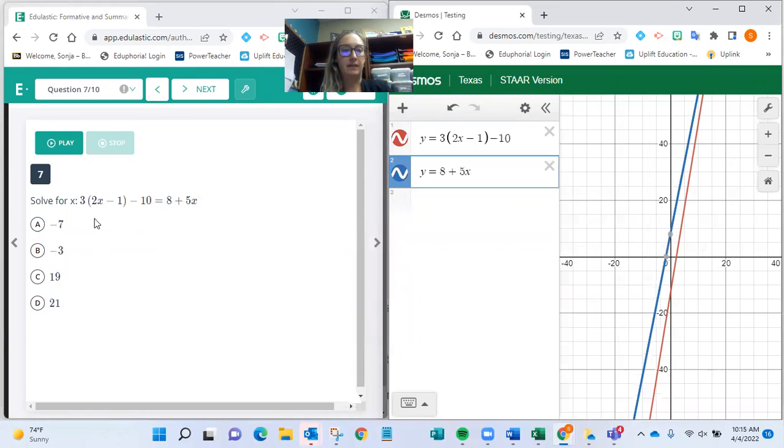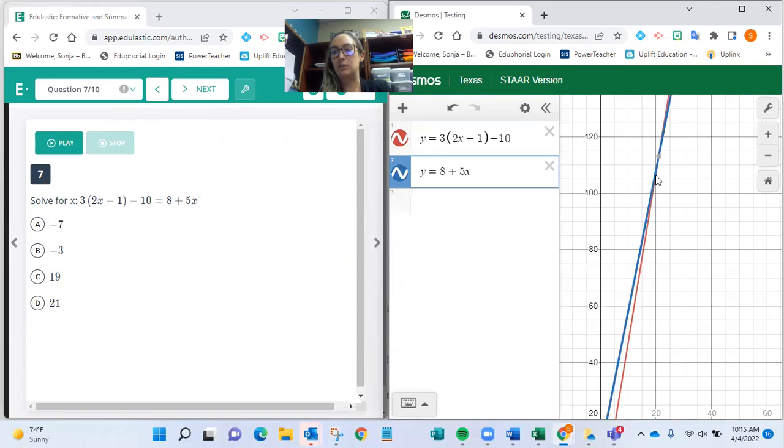Now I have both sides. I have the left-hand side of the equal sign in Desmos. I have the right-hand side of the equal sign in Desmos. And now I'm just looking for my point of intersection. Luckily, Desmos kind of gravitates towards it. And my solution or my answer is going to be right here at 21, positive 21.